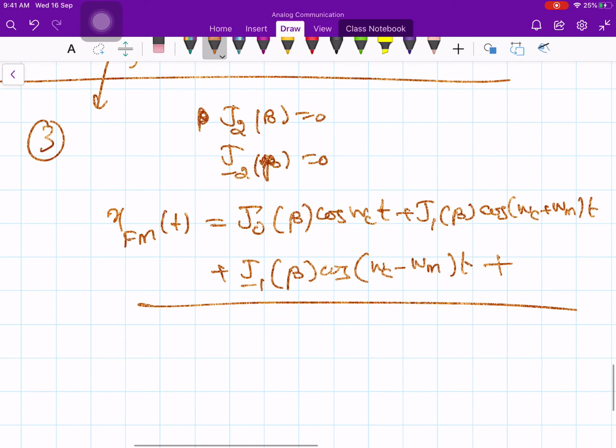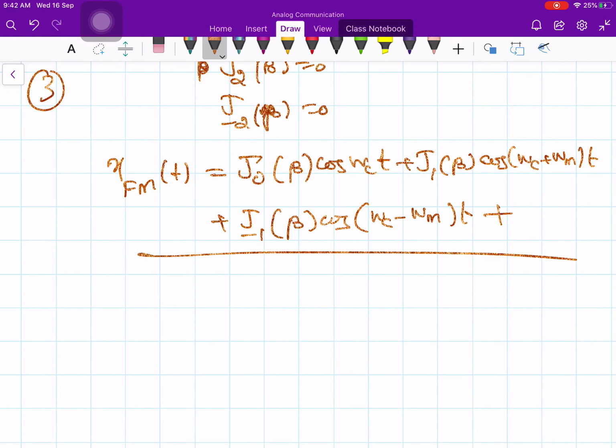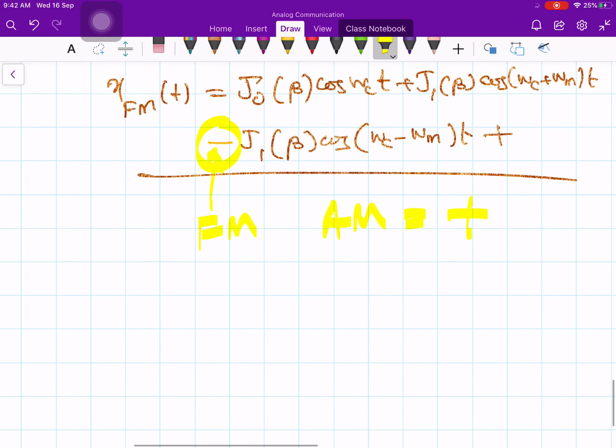So the spectrum is similar to that of AM, except for phase reversal. This one is just the inverse of your J1 of beta. Therefore, I can write this as, I remove this plus and I put a minus here. So that is the only difference compared to AM. There is a minus here for FM, and for AM you have a plus sign. That's it. So this is the case for narrowband FM.